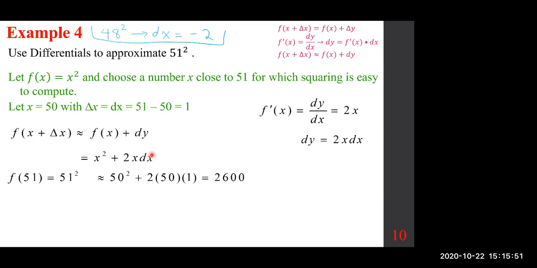So when you plug in and you finish the job, by the way, f of 51, that means f of x plus delta x. Remember what this is, class. This is x plus delta x, 50 plus 1. And you end up with 2,600. I had already explained the exact, fairly simple.